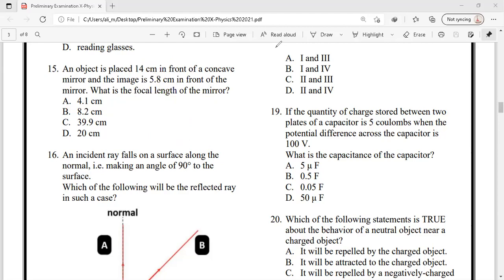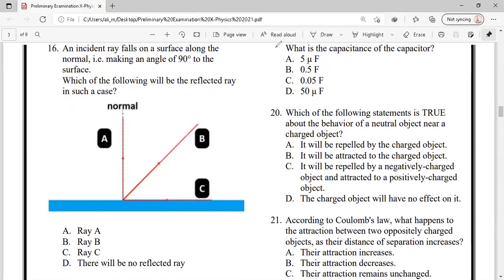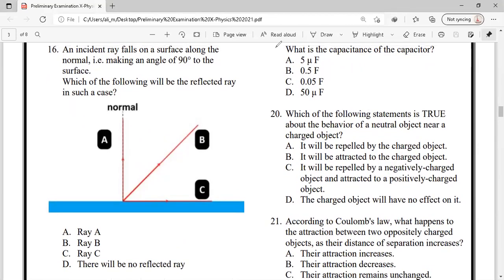Let's move to our question number 16. In question number 16, an incident ray falls on the surface along the normal. So this is the incident ray that is striking the surface, moving parallel to the normal. Which of the following will be the reflected ray in such a case?